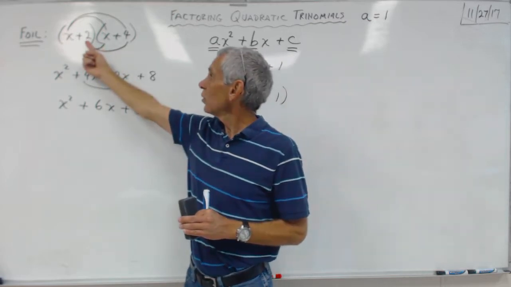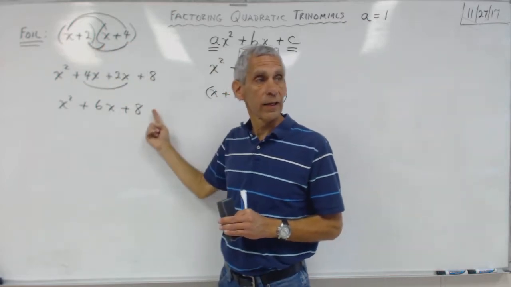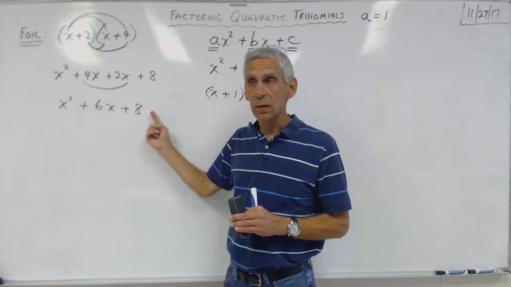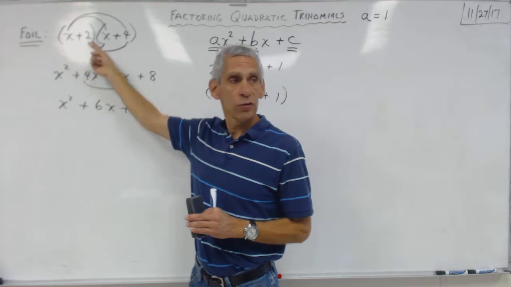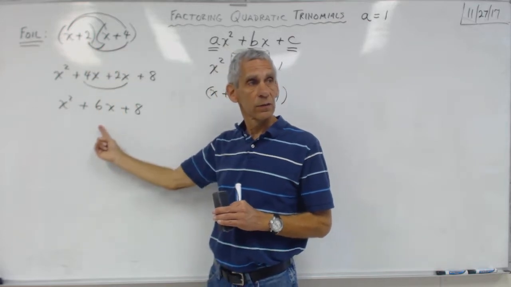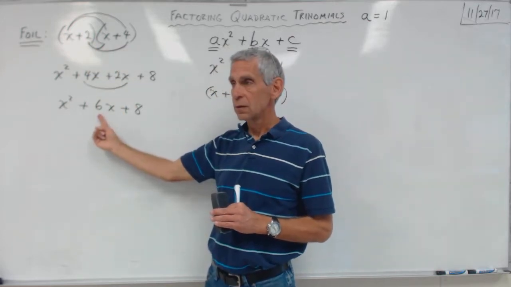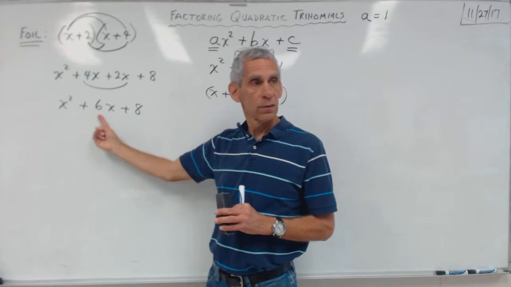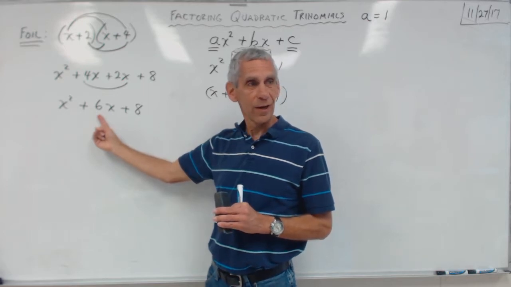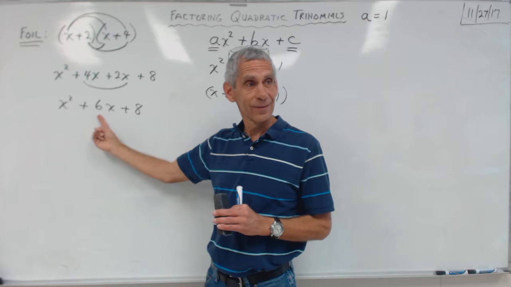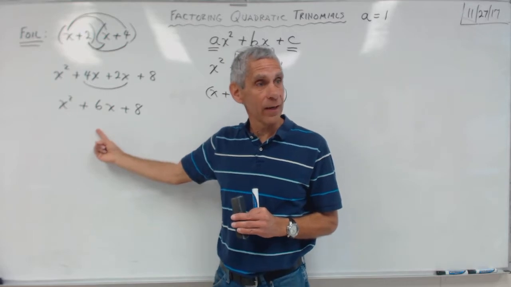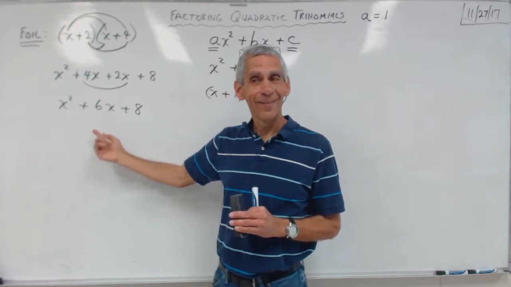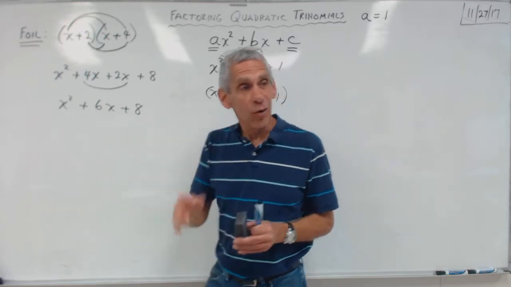But, okay, so how could I use 2 and 4 to get 8? Multiplication. I could multiply them, right? But how could I use 2 and 4 to get 6? 2 plus 2 is 4. How can I use 2 and 4 to get 6? What could I do to 2 and 4 to get 6? Add them, right? Yeah. Okay, so interesting.